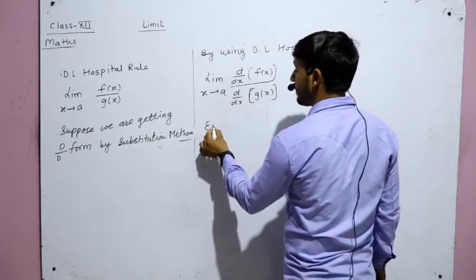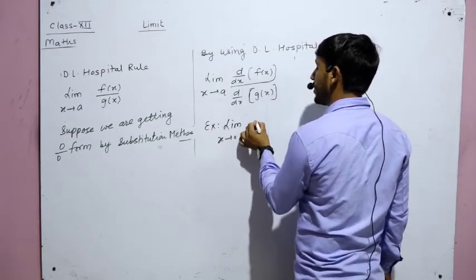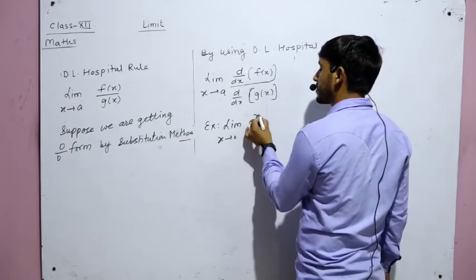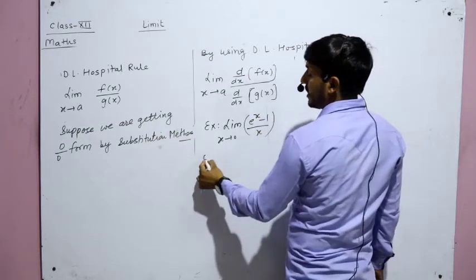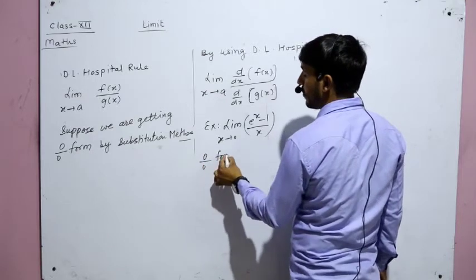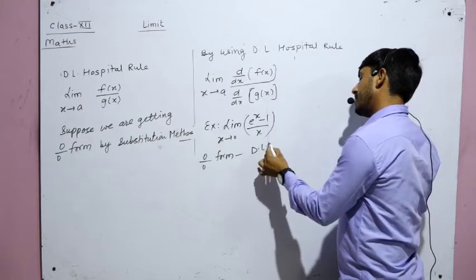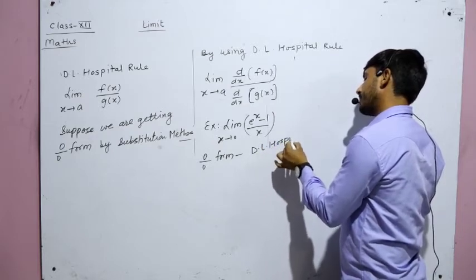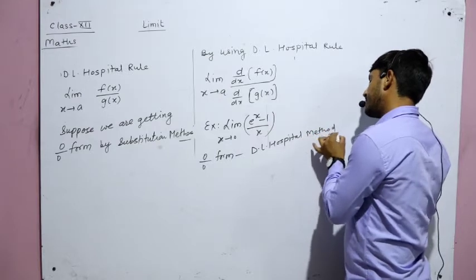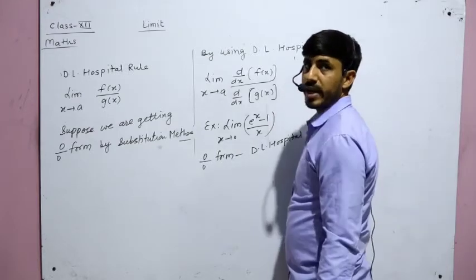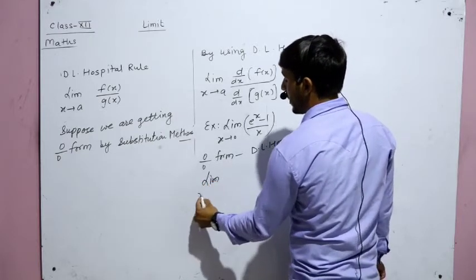Example, if I take limit x tends to 0, and here I am taking e to power x minus 1 upon x. Again you can see we have the 0 by 0 form here, so we can apply the L'Hospital method. And what is the L'Hospital method? That we have to differentiate the given functions.